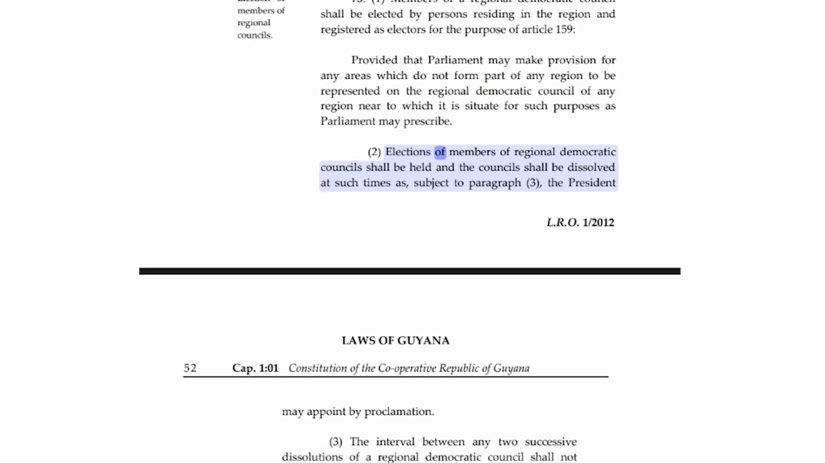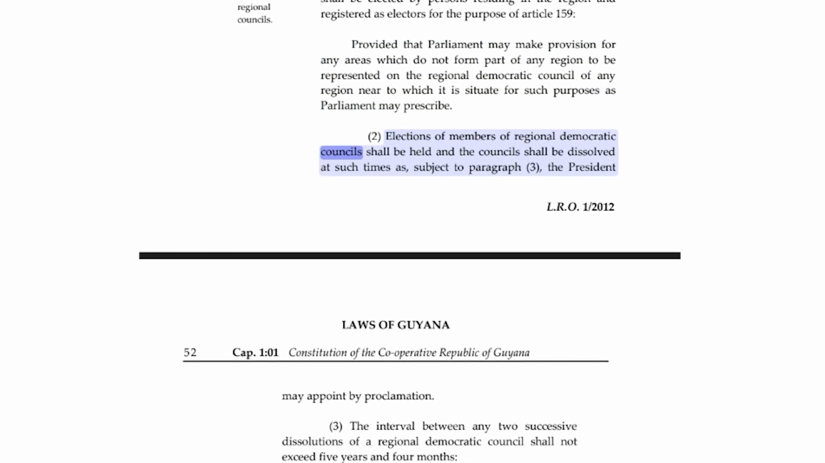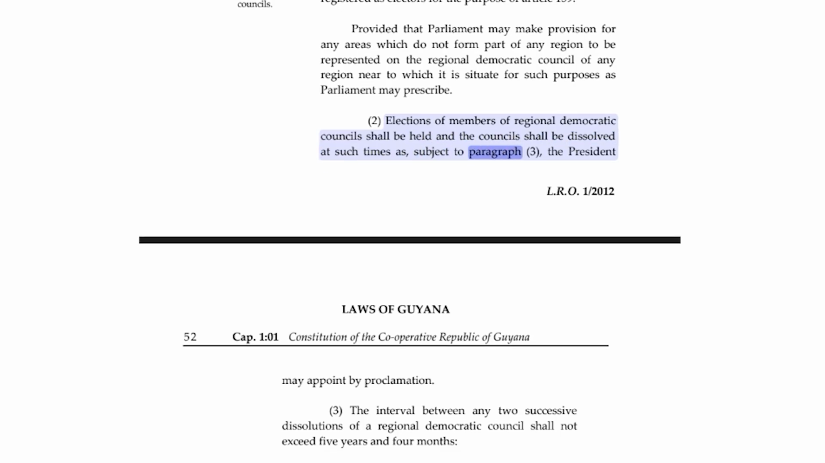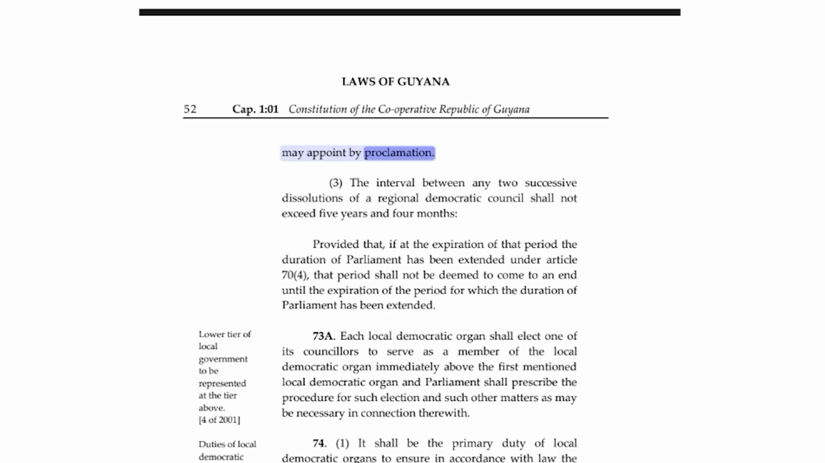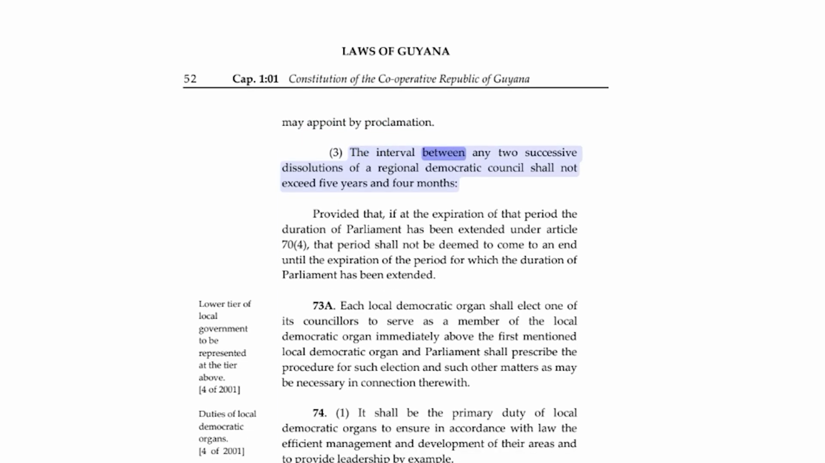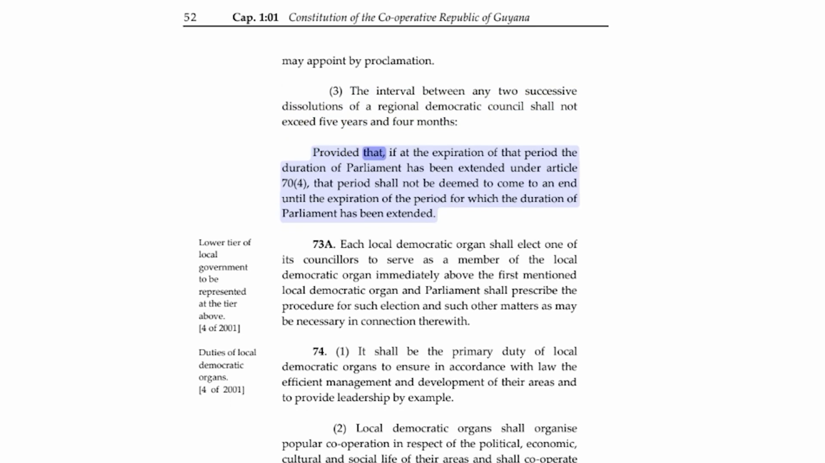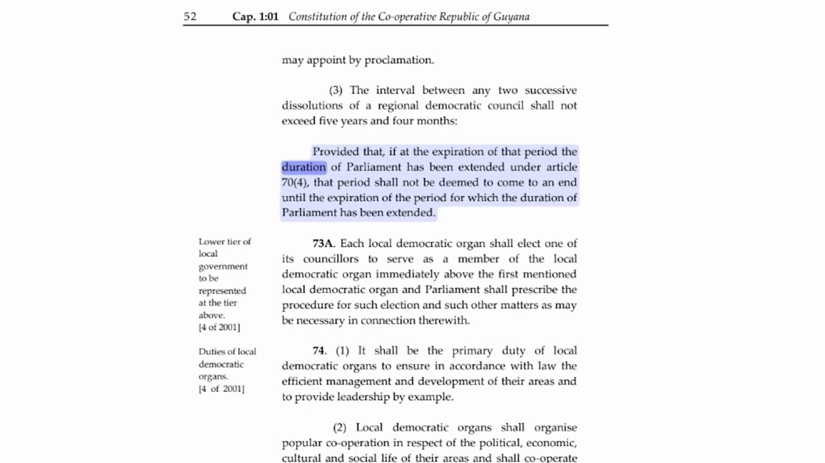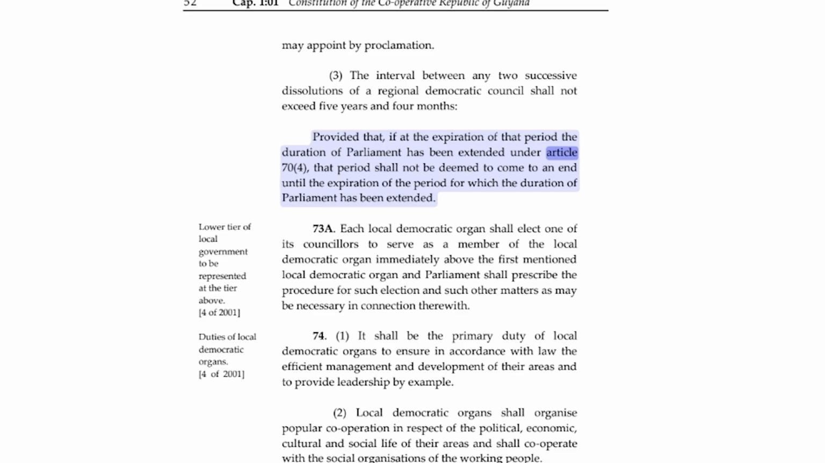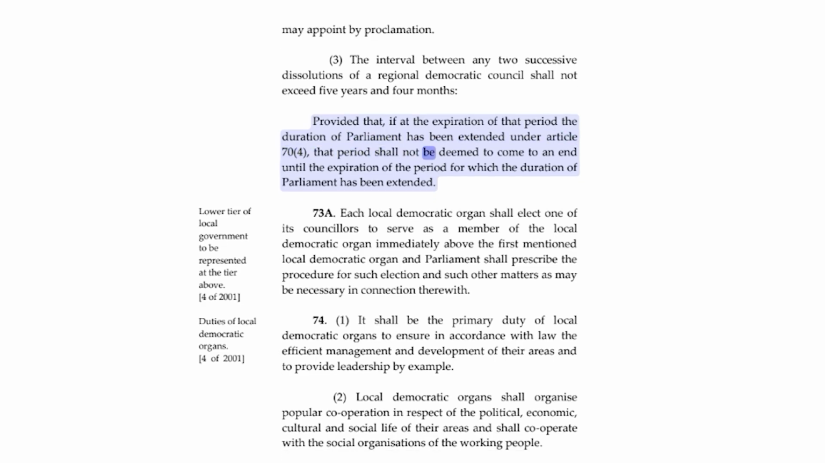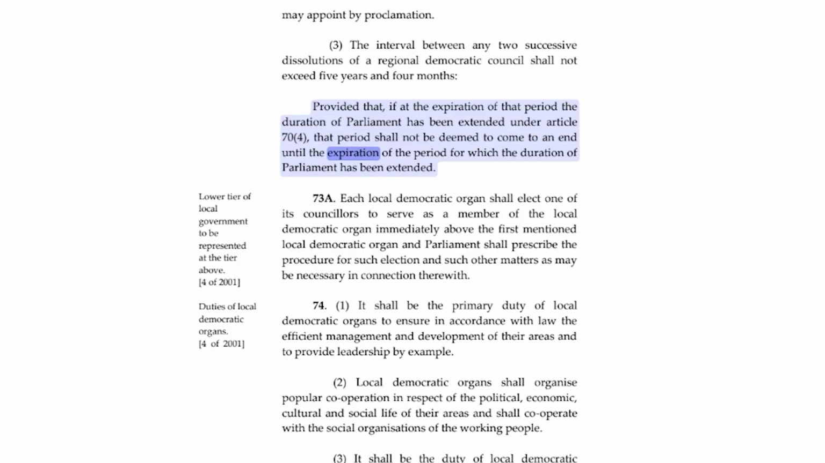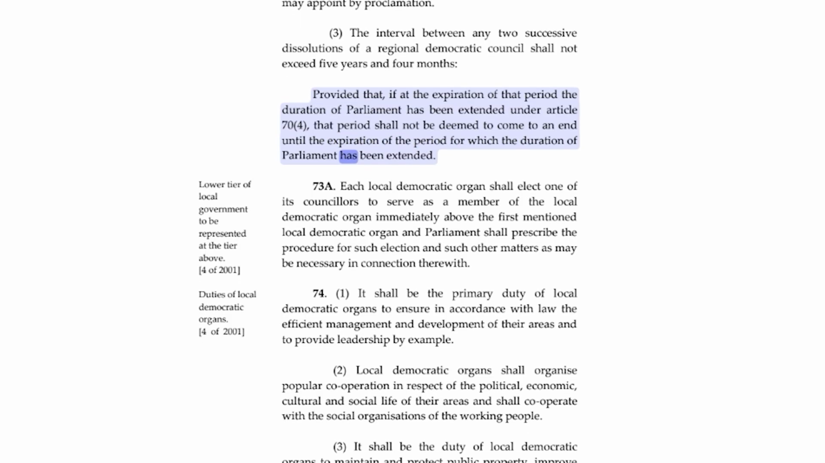2. Elections of members of regional democratic councils shall be held, and the councils shall be dissolved at such times as, subject to paragraph 3, the President may appoint by proclamation. 3. The interval between any two successive dissolutions of a regional democratic council shall not exceed 5 years and 4 months, provided that, if at the expiration of that period the duration of Parliament has been extended under Article 74, that period shall not be deemed to come to an end until the expiration of the period for which the duration of Parliament has been extended.